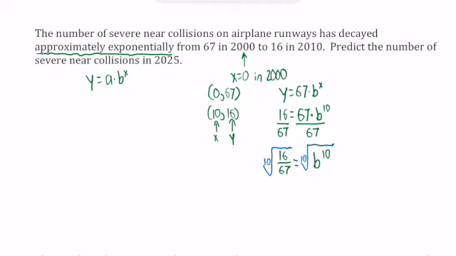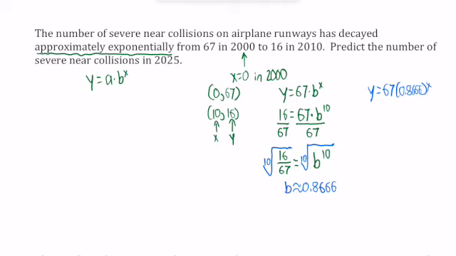Definitely need my calculator for this one. So let's see. 16 divided by 67, and I take the 10th root of that. Rounding it off to about 4 decimal places, I get that b is approximately 0.8666, like so. So our formula that we're going to use is y equals 67 times 0.8666 raised to the x.